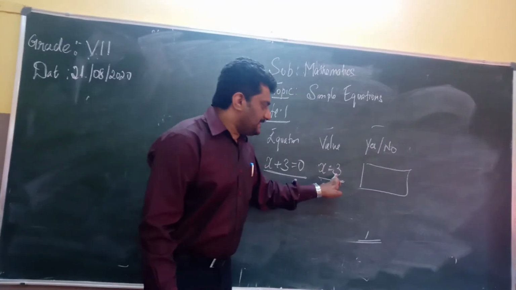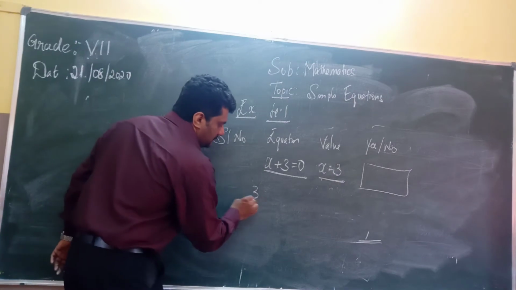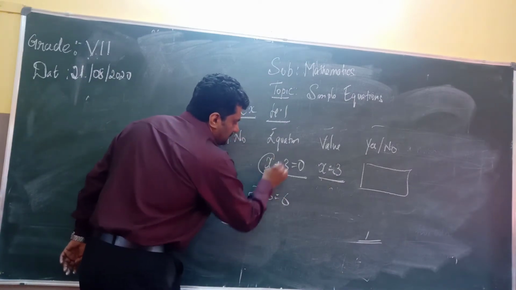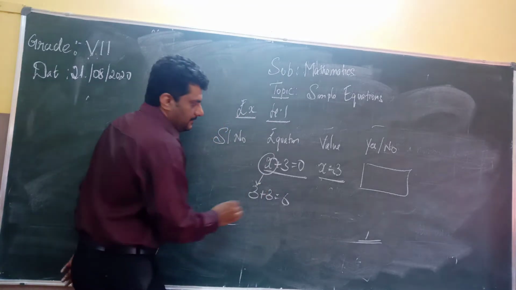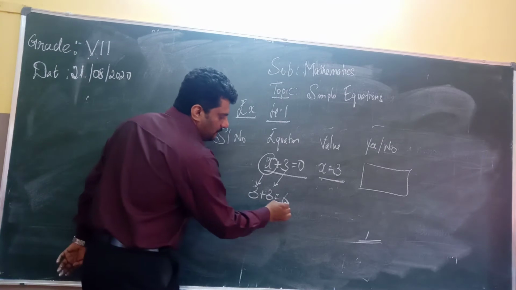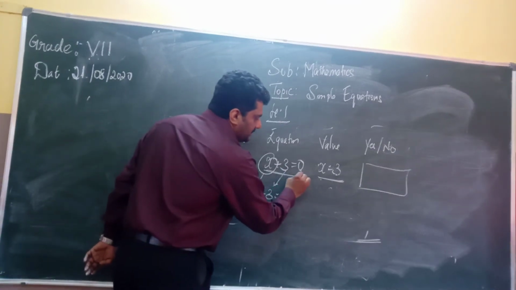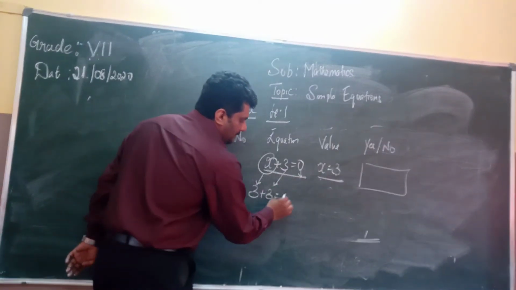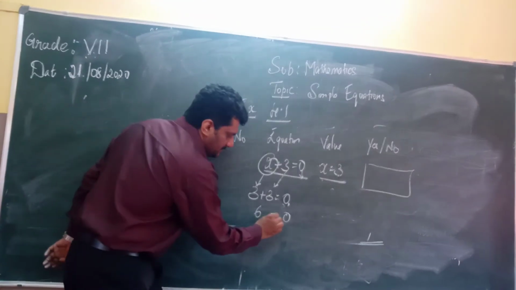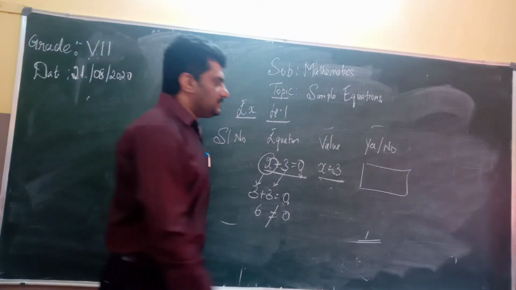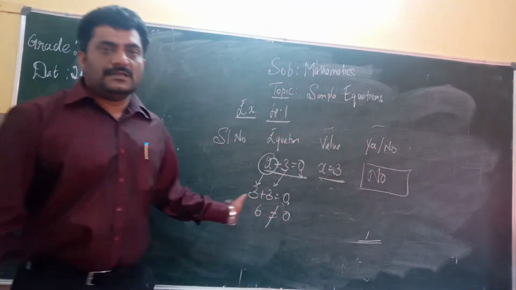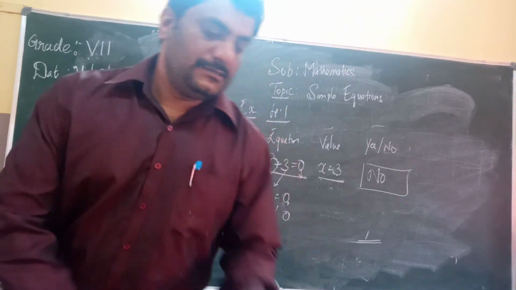Okay? Now x value is 3, right? So 3 plus 3 is equal to, see, x value 3. This 3 here. So when you put this value, we should get 0. But what is here? We get 6. Is 6 equal to 0? 6 is not equal to 0. So you are putting here no.